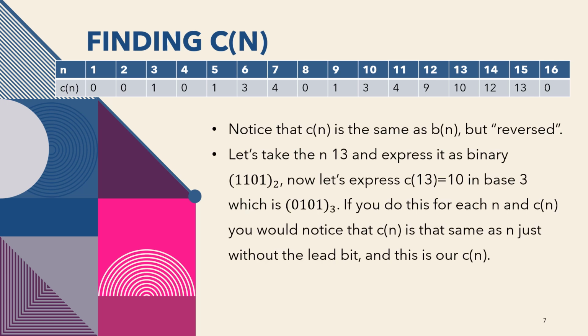So if you make a chart of n values in binary and then a chart of C of n values in ternary, let's say we go for n equals 13, which in binary is 1, 1, 0, 1. And then C of 13 is 10, and 10 in ternary is 0, 1, 0, 1. And you'll notice that for every value of n and C of n, you're taking the binary number, removing the lead bit, and then converting it into base 3. And so our C of n function can be described as this here below.